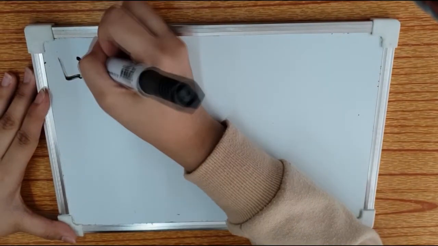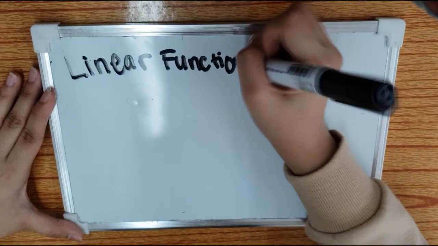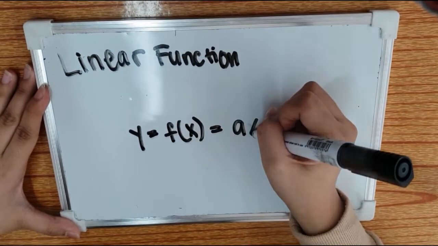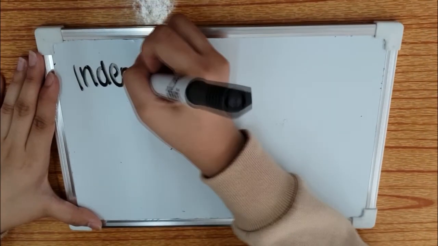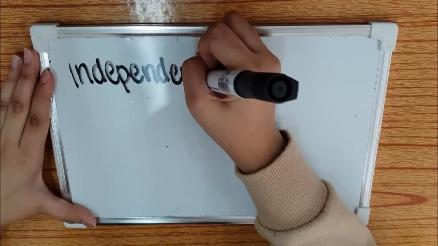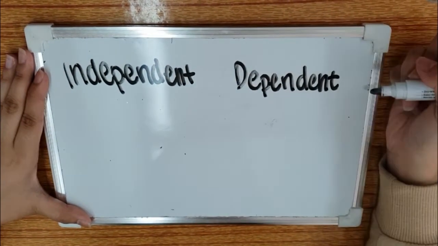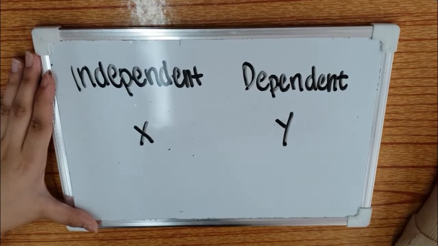Now let's talk about a more specific function that was mentioned earlier, and that is linear functions. Linear functions are those whose graph is a straight line. The linear function has the following form: f of x is equal to ax plus b. A linear function has one independent variable and one dependent variable. The independent variable is x and the dependent variable is y.